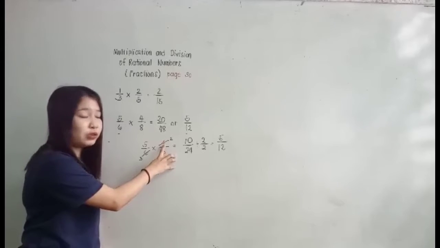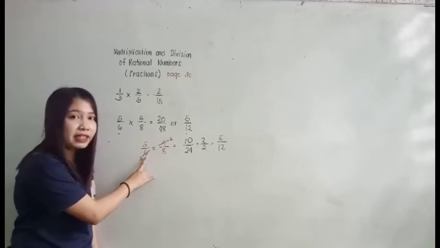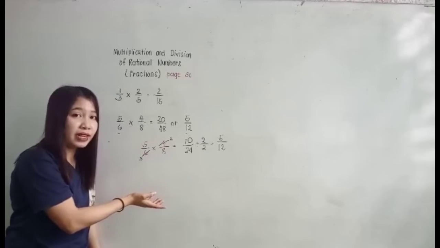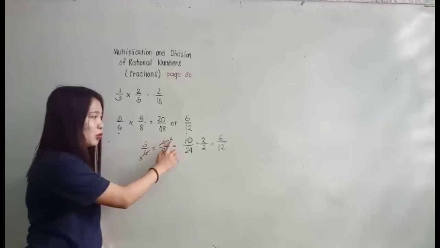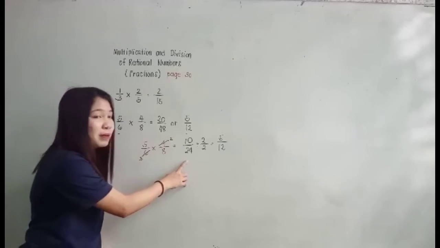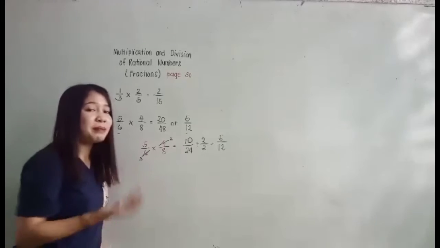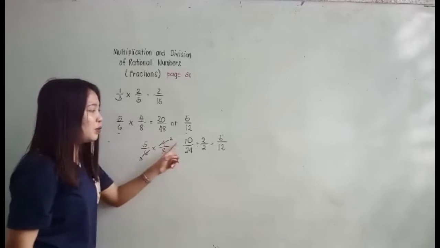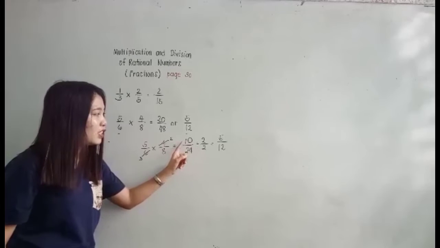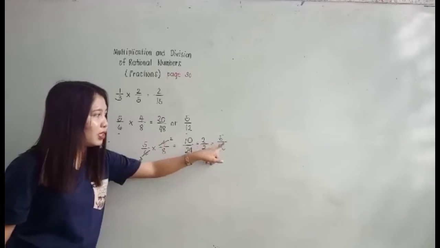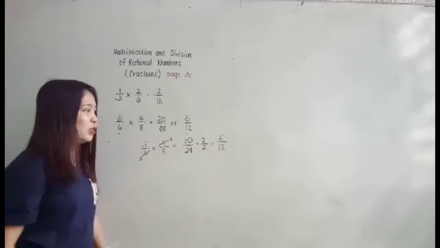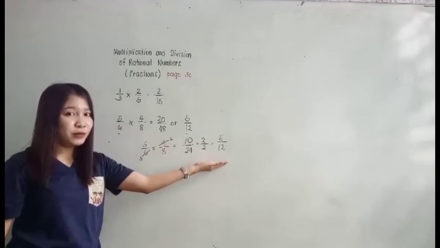So, 4 divided by 2 ay 2. Then, 6 divided by 2 ay 3. Then, yun na yung gagamitin natin para makakuha ng ating sagot. So, 5 times 2 ay equals to 10. Then, 3 times 8 ay equals to 24. So, mas maliit na yung ating number. So, mas mabilis na tayong makakapag-simplify. So, since 10 over 24 ay both divisible by 2, divide natin sila. 10 divided by 2 ay equals to 5, then 24 divided by 2 ay equals to 12. Okay, so our final answer is 5 over 12.